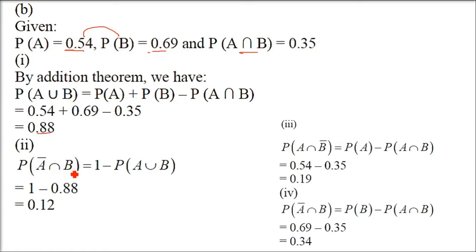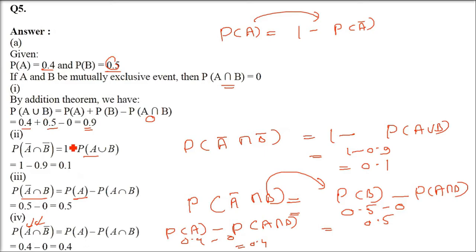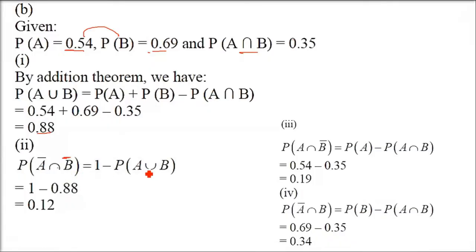PA complement intersection B complement, as I already told you how to do this. This is not PA complement intersection B, it's PA complement intersection B complement. So I've just corrected it. This is simply 1 minus PA union B, as in the previous question I told you. This is how the formula will be. So put the values here. See, union has changed to intersection. That has to be very clear.